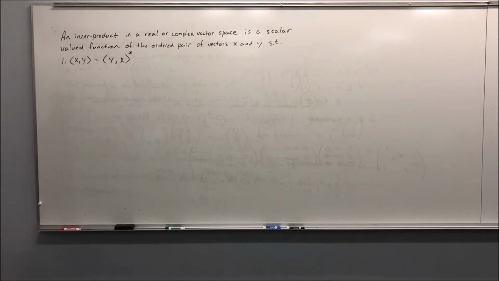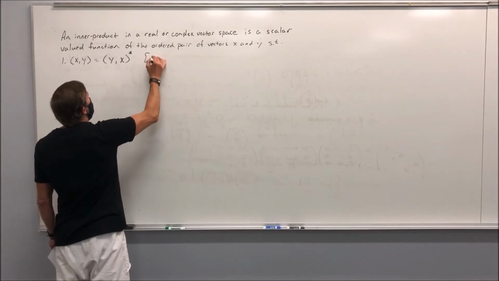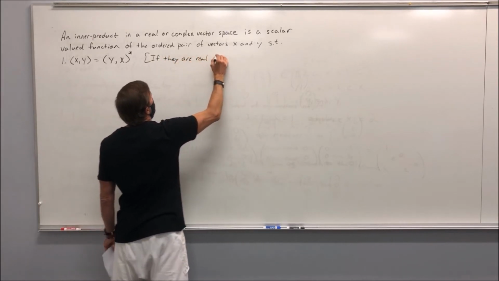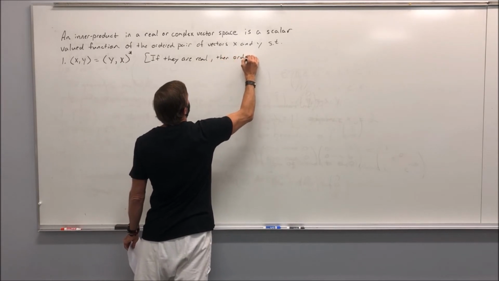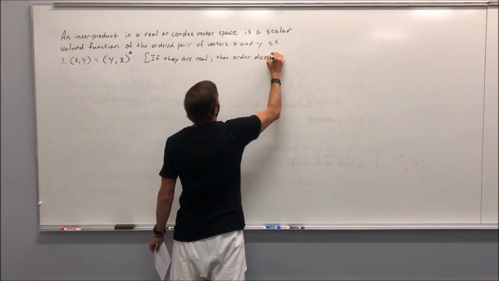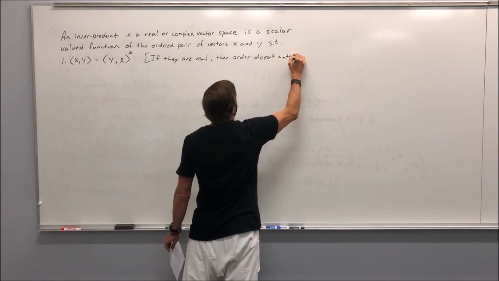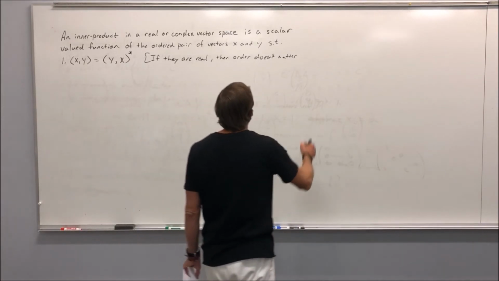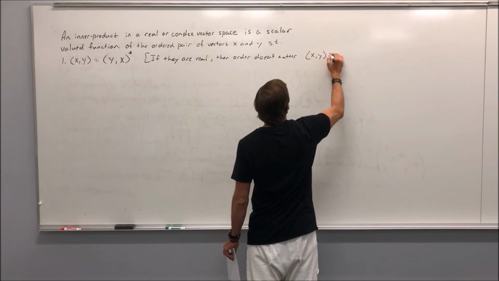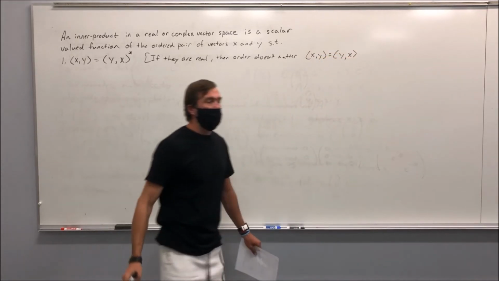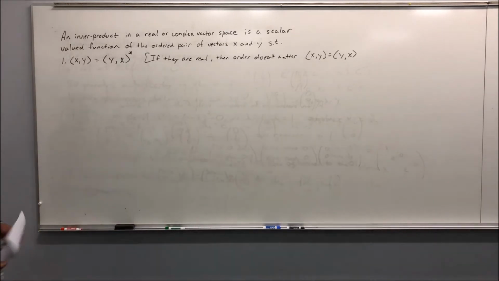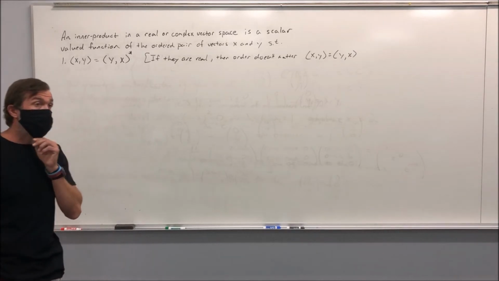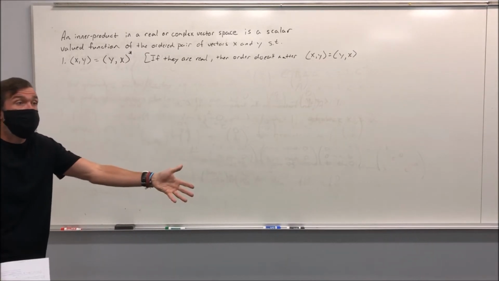Okay? Note, if they are real, then order doesn't matter. Okay? Because if they're real, complex conjugation doesn't do anything. So in the real case, xy is equivalent to yx. Okay? But if they're complex, then reversing the order affects a complex conjugation. And the complex conjugation of a complex number is a different number.